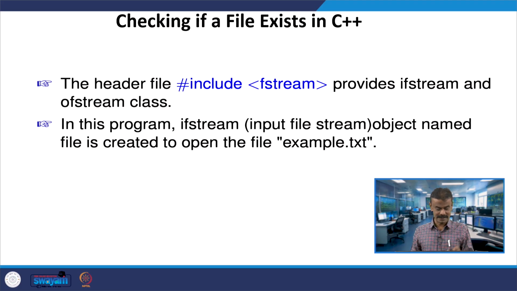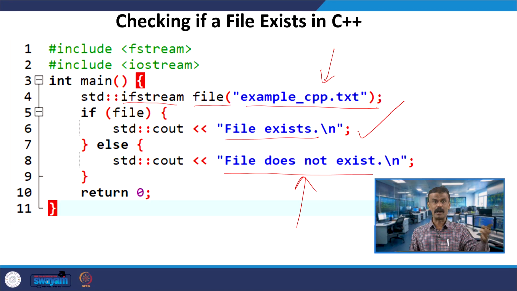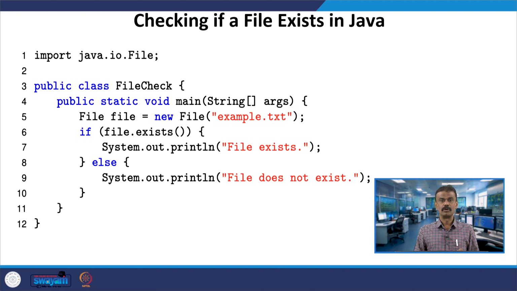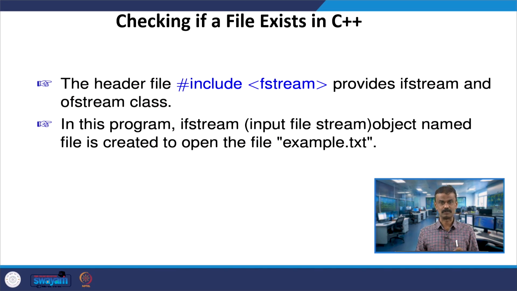So, here in this case we are handling without exception. So, here there is no file at all, the file does not exist. So, if file will be false, it goes to the else part in line number 7 and file does not exist will be printed, right. So, both the cases we had seen. So, this is how we checked if a file exists in C++.